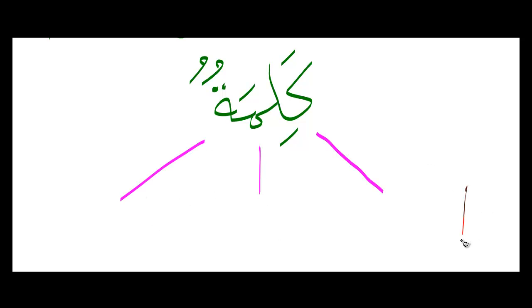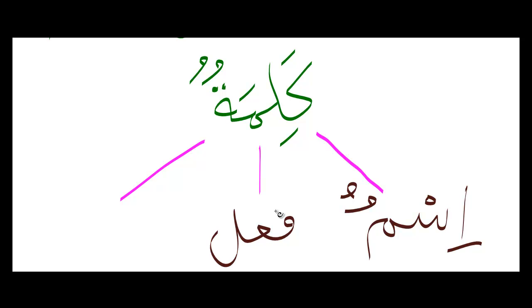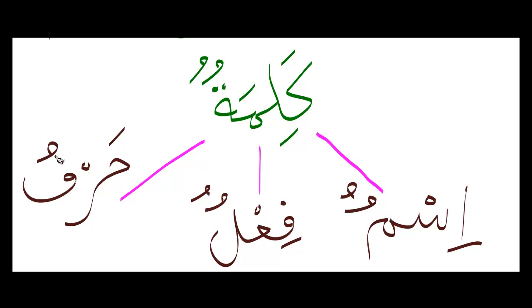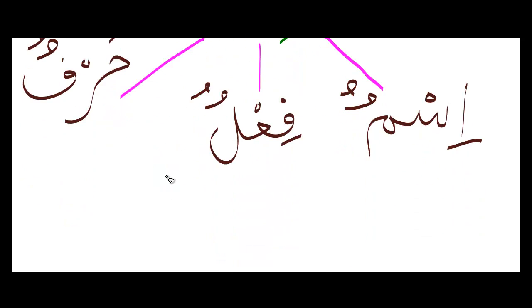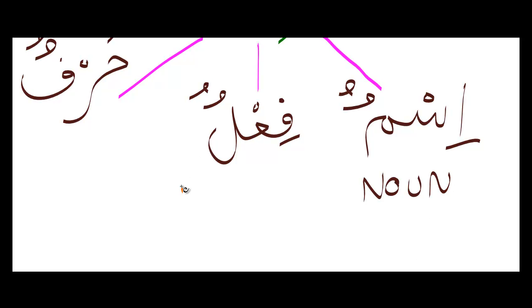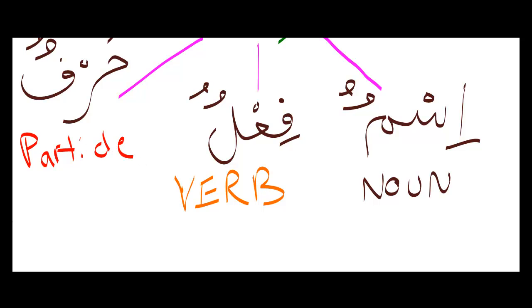So you have ism, you have fi'l, and you have harf. In English, ism is known as a noun, fi'l is known as a verb, and harf is known as a particle or preposition.